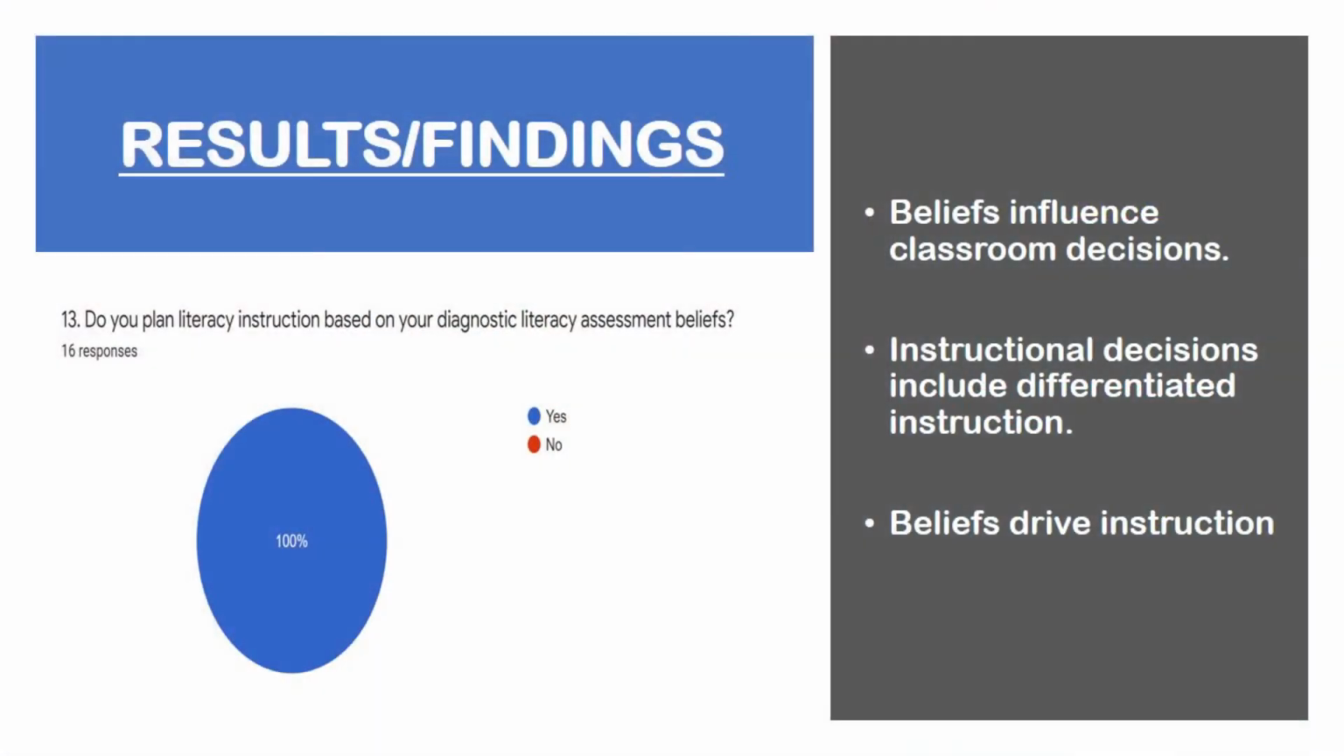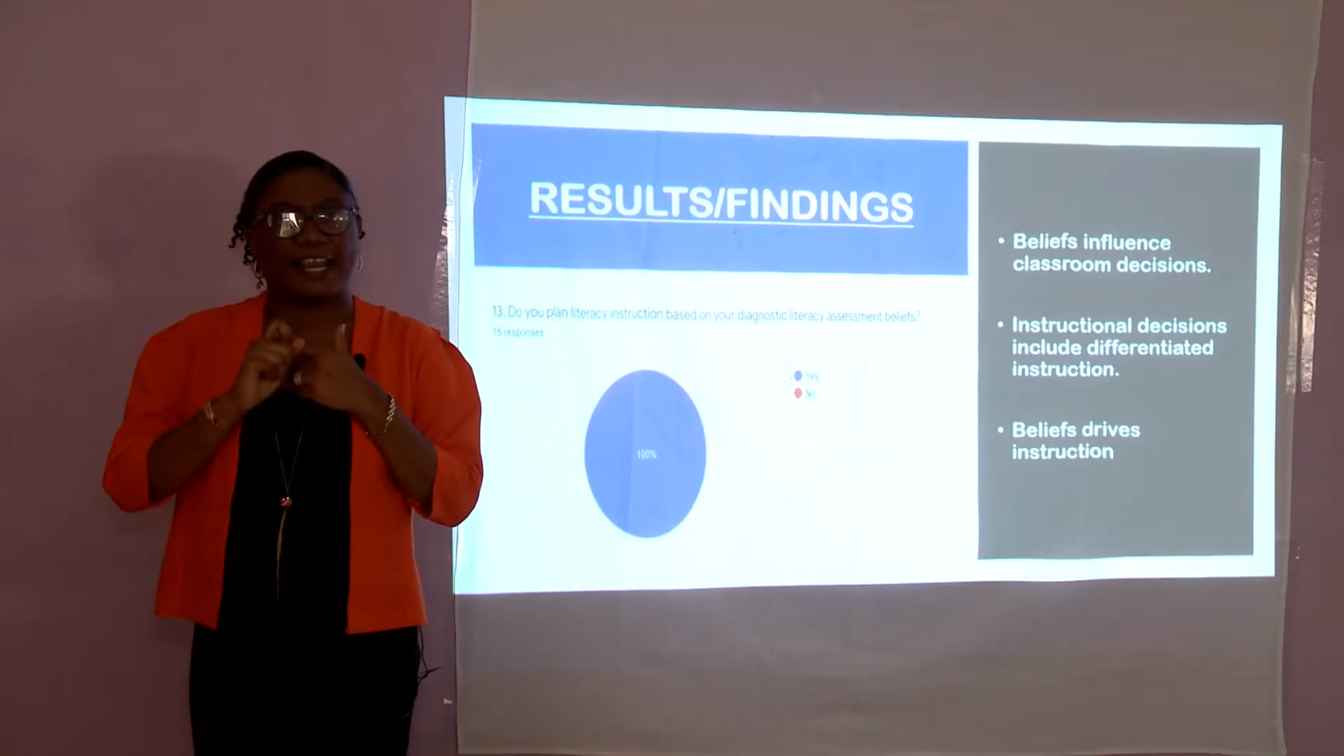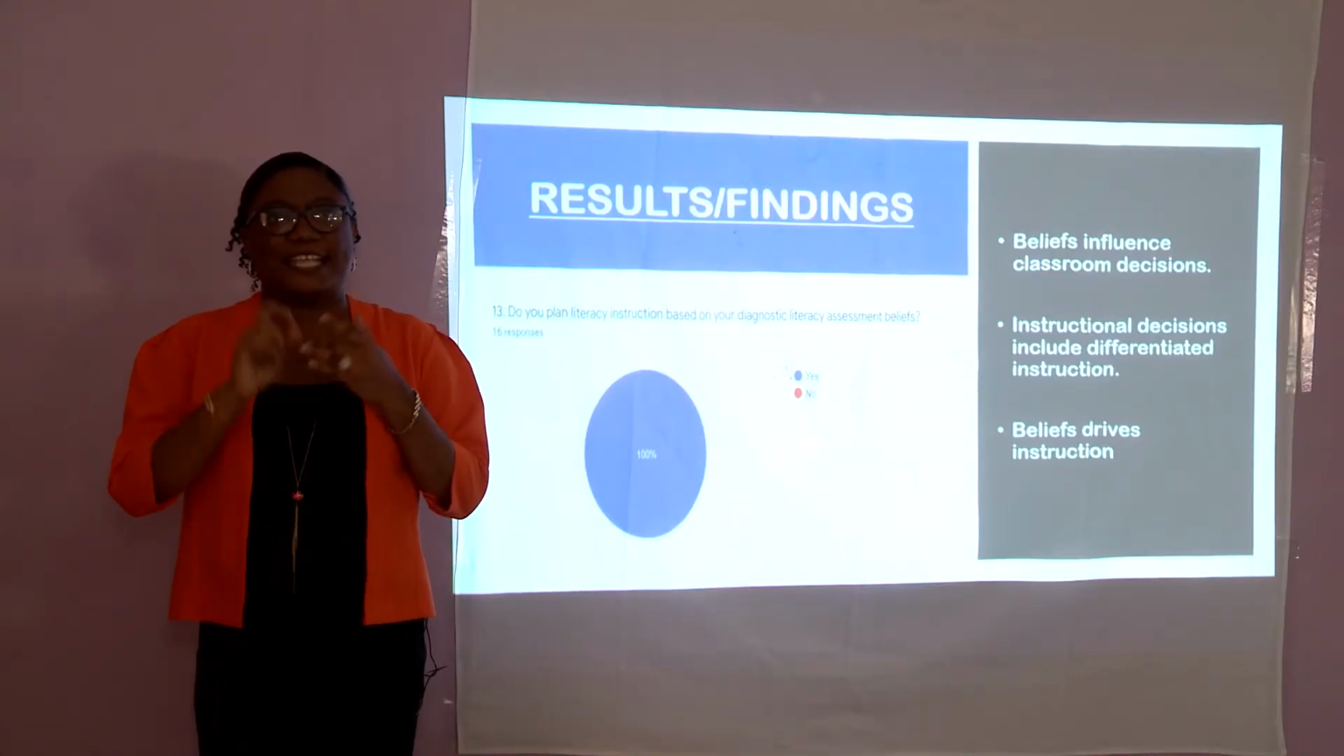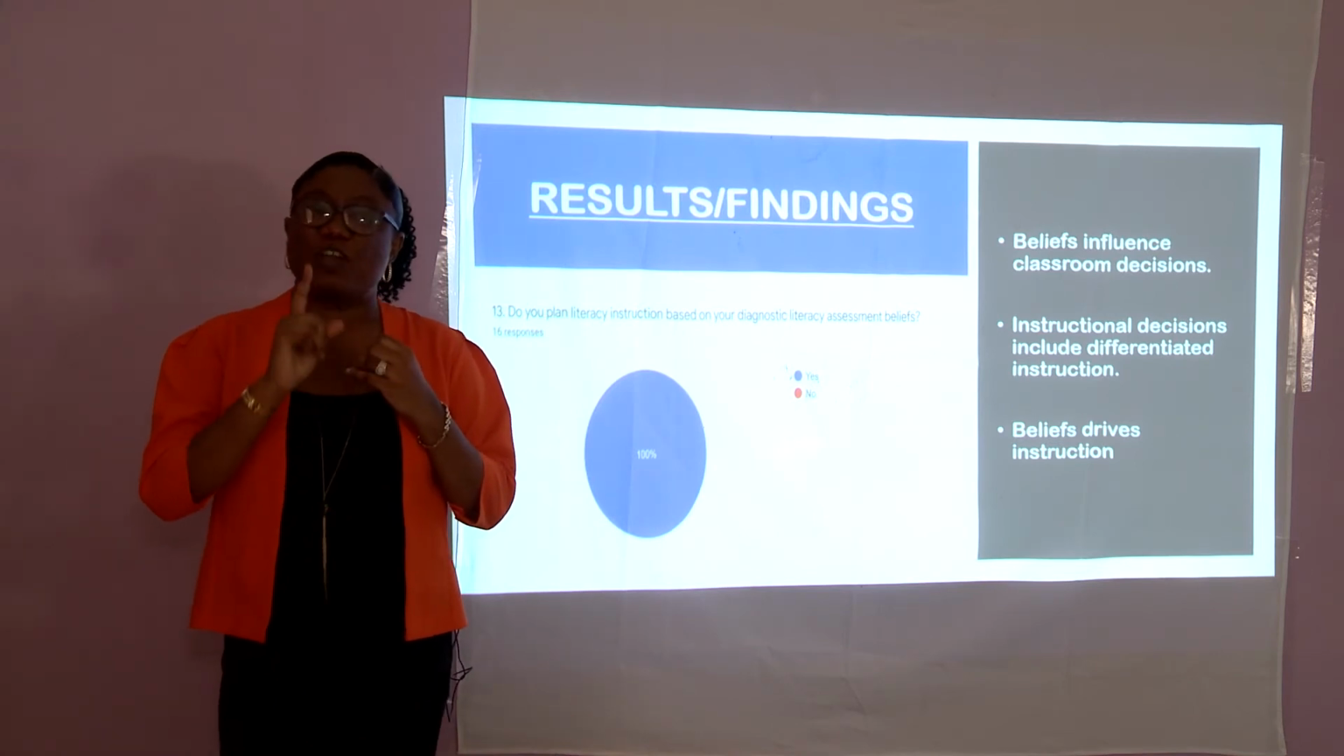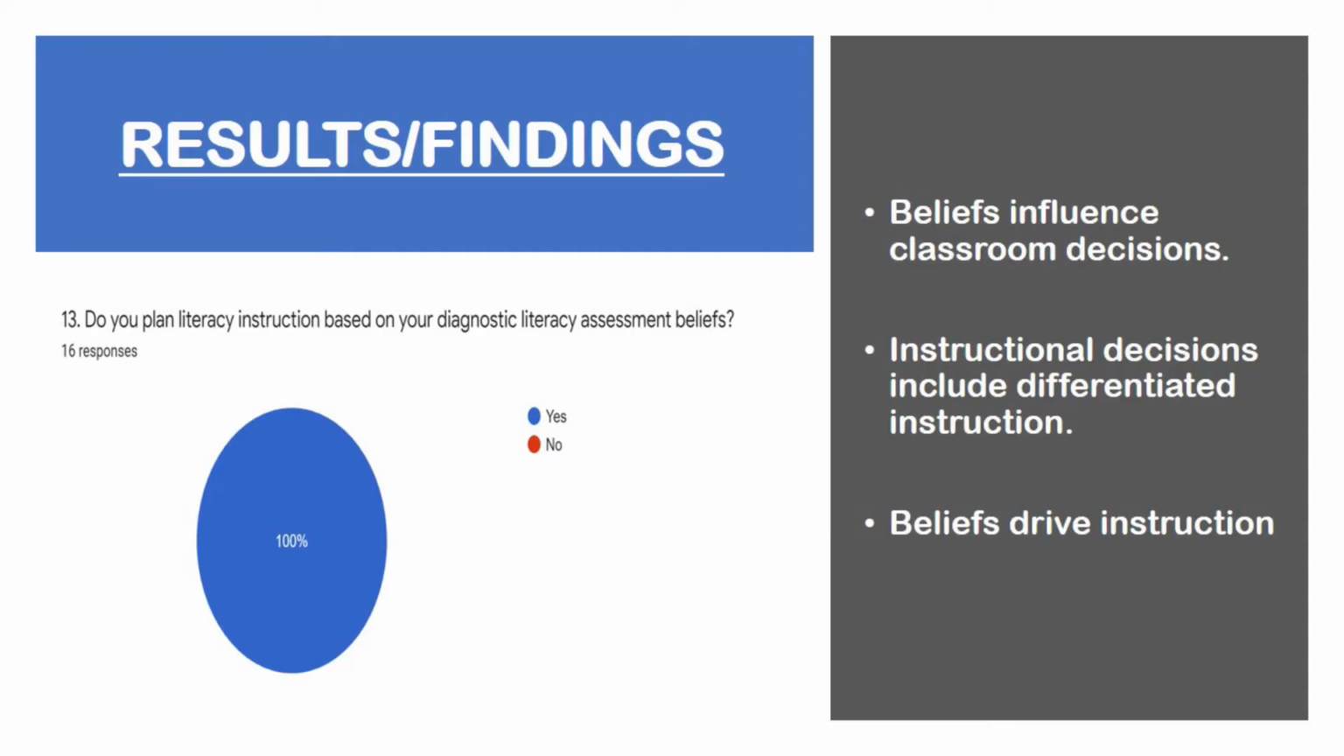The results further state that all teachers indicated that they plan instruction based on their belief, as is evident in the graph. The data reveal that their belief influenced their classroom decisions in planning for literacy instruction to cater to students' level. The main instructional decision the teachers engaged in was to do differentiated instruction in the classroom. That means that they tailored instruction to meet the individual needs of their students. Hence, the relationship is that teachers' belief drive or influence classroom instruction.